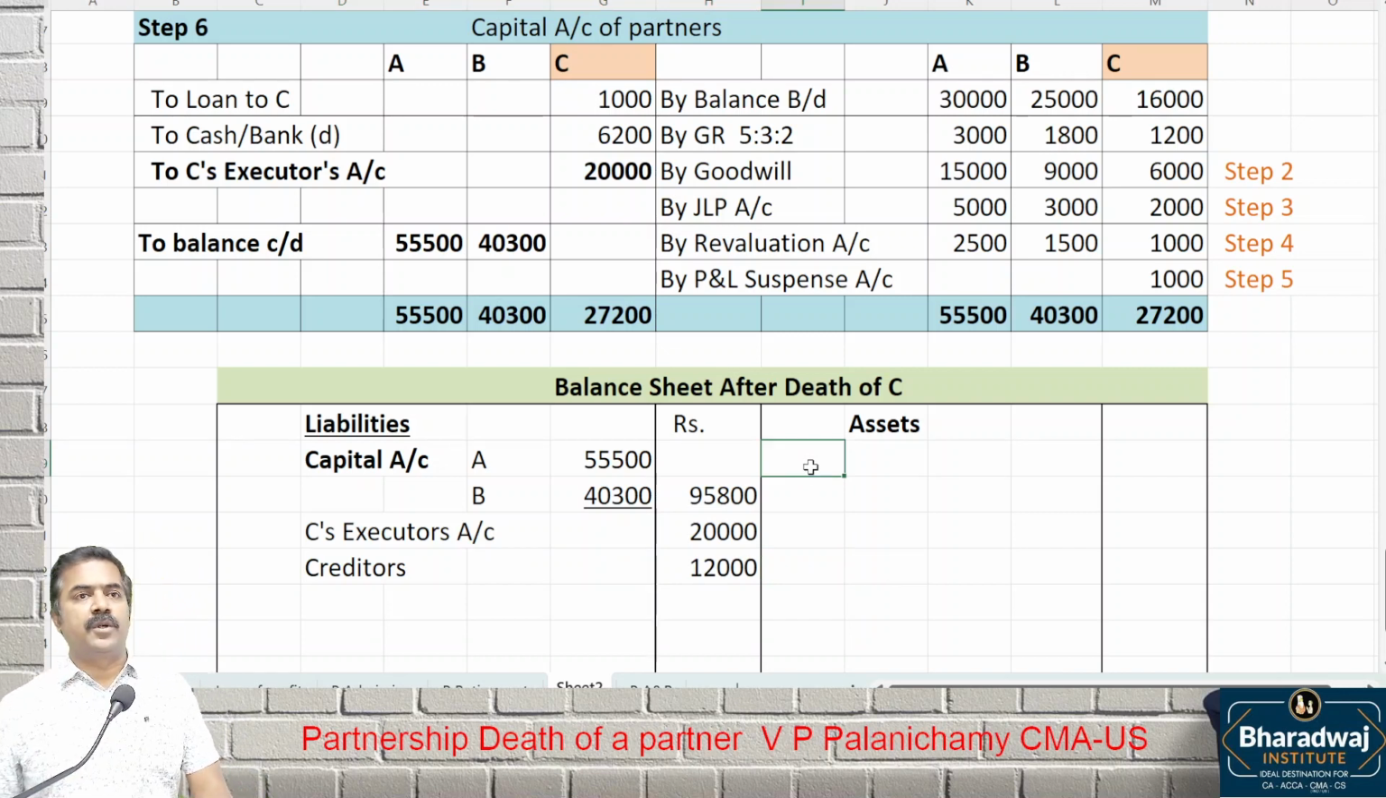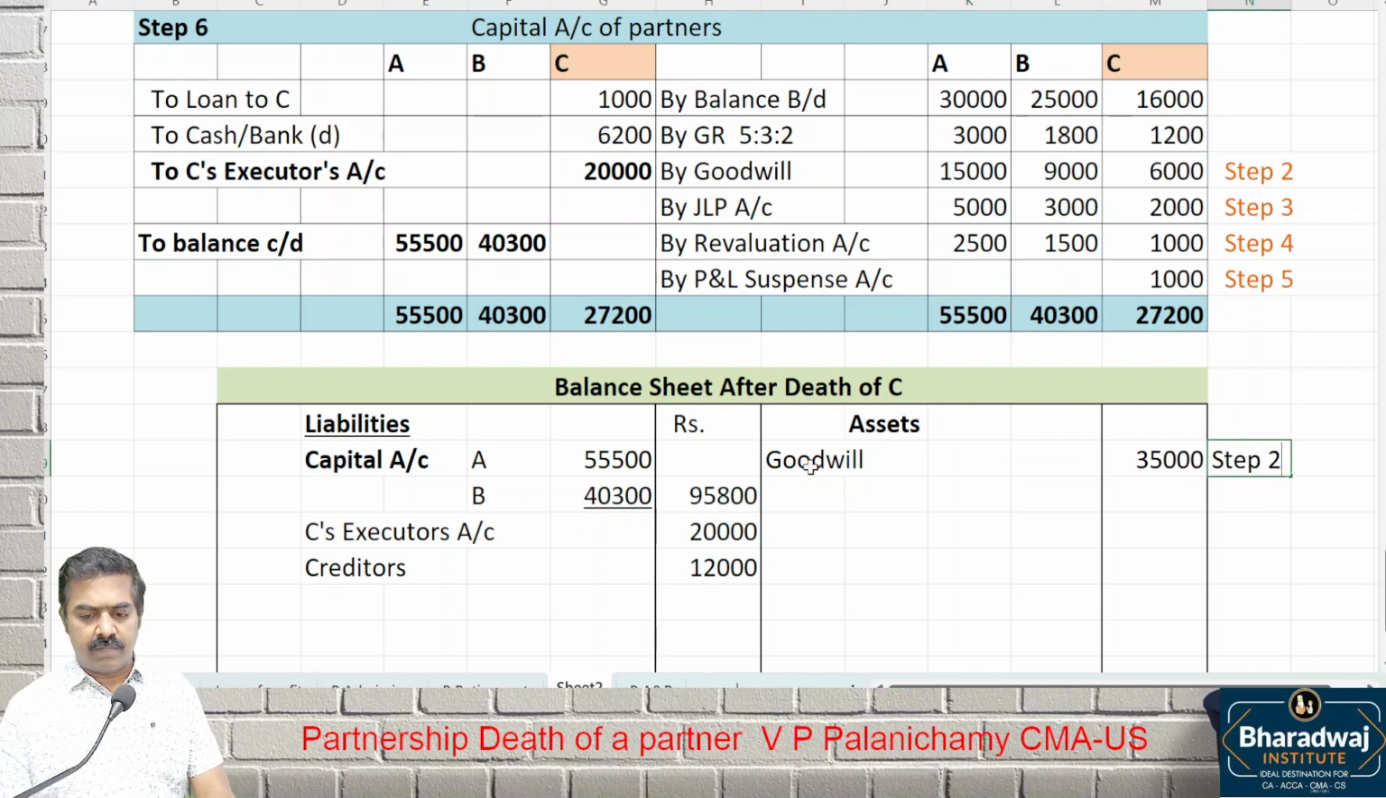General reserve is transferred to old partners. What will be the goodwill value? Goodwill, new value, 35,000. The joint life policy will not come, since we got cash. Next.